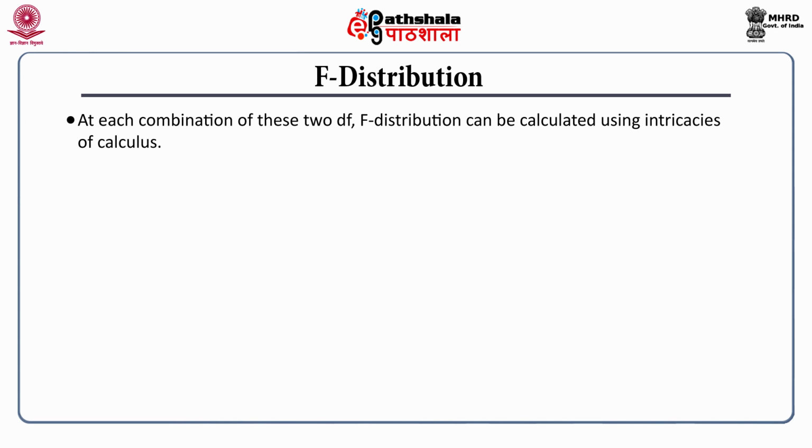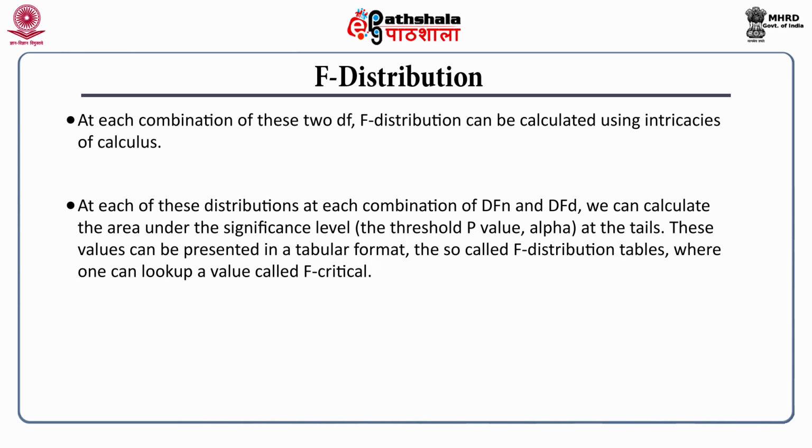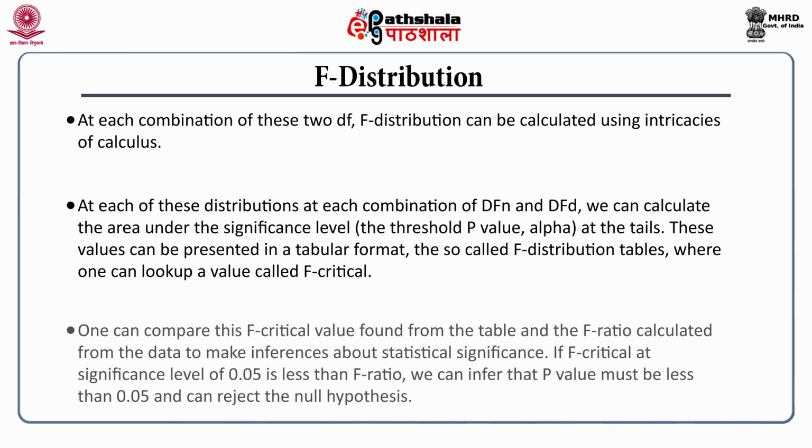At each combination of these two degrees of freedom, the F distribution can be calculated using the intricacies of calculus, especially the area below the F distribution. At each combination of numerator and denominator degrees of freedom, we can calculate the area under the tails at the significance level, or critical threshold p-value, alpha. These values can be presented in tabular format, the so-called F distribution tables, where one can look up a value called F critical. One can compare this F critical value from the table with the F ratio calculated from the data to make inferences about statistical significance. If F critical at a significance level of 0.05 is less than the F ratio, we can infer that the p-value must be less than 0.05, and we can reject the null hypothesis.